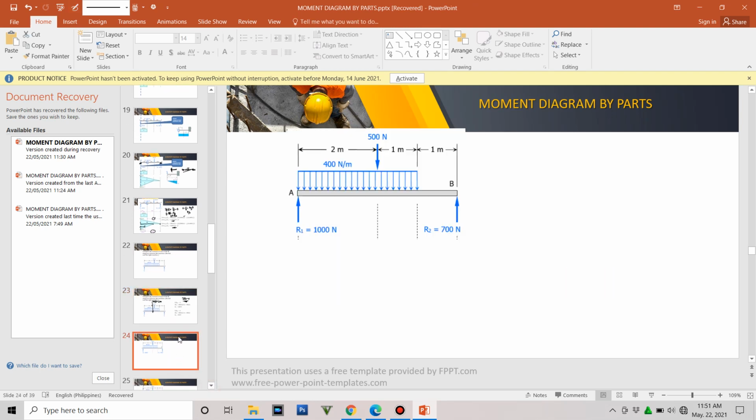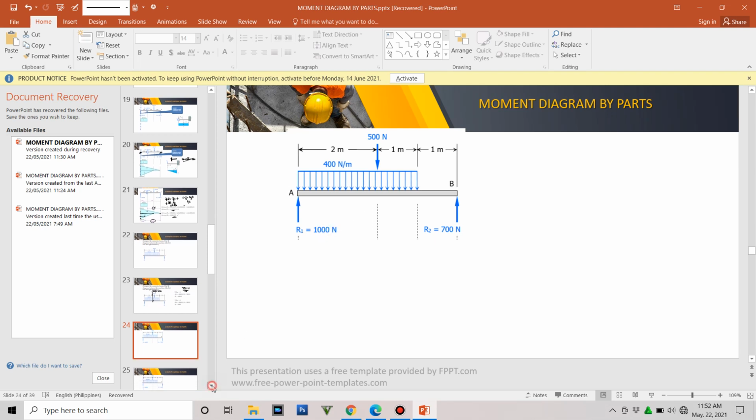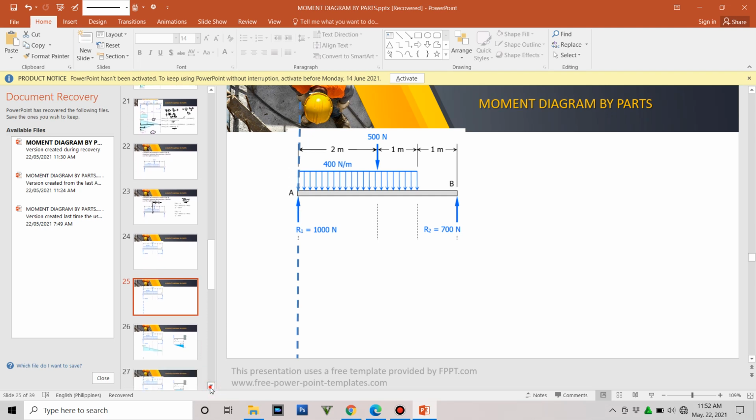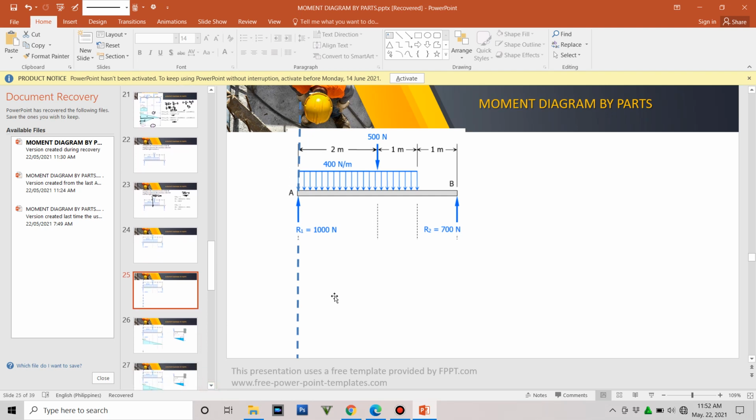So of course, we're going to place the computed reaction on the illustration. And then select your reference line. This time I'm going to choose this portion. Wala namang problema kahit saan nyo piliin yung reference line nyo. But for this solution, I'm going to select that left portion. So ibig sabihin, wala na yung R1 dito.